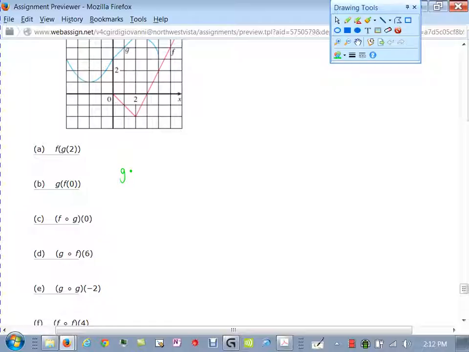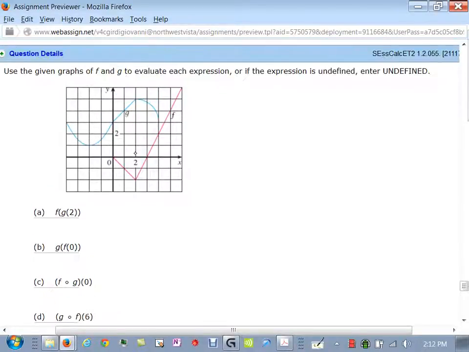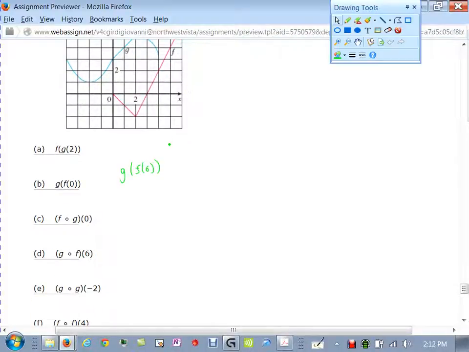What's g of f of 6? Okay, so let me find f of 6 first. 1, 2, 3, 4, 5, 6. Great, it's off my graph. I need the whole graph, of course. 1, 2, 3, 4, 5, 6. Go up 1, 2, 3, 4, 5, 6. So it looks like it's 6. So this is the same as g of 6. And what's g of 6? 1, 2, 3, 4, 5, 6. Wait, my g is not here. This is undefined. g doesn't exist out there, so it's undefined.